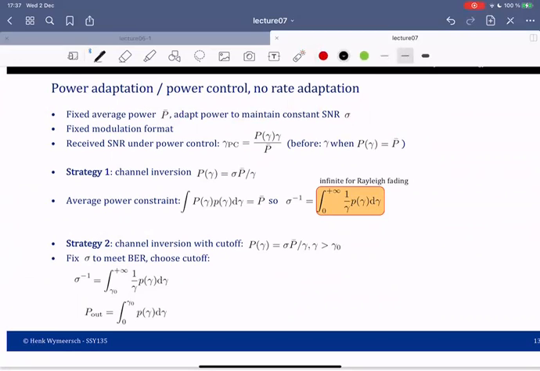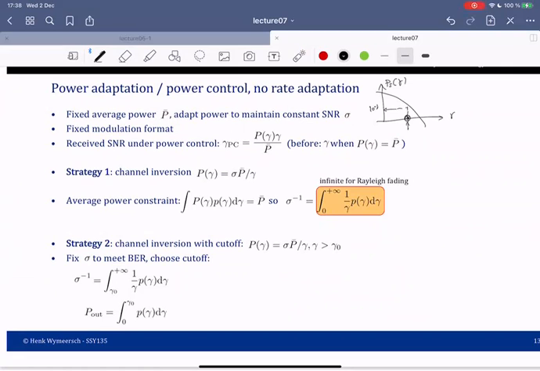constant signal-to-noise ratio. So what we want is that the signal-to-noise ratio at the receiver, here's the symbol error rate, for instance, is always this value, and this value corresponds to our target symbol error probability, like 10 to the minus 3. So we always want to maintain this value, sigma. We will figure out later what sigma should be.